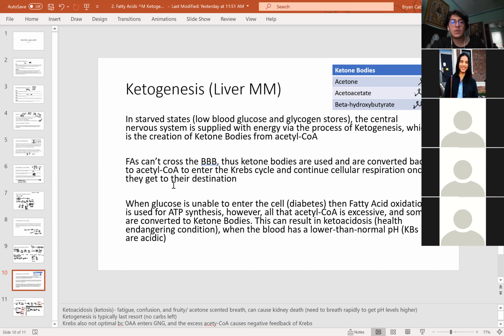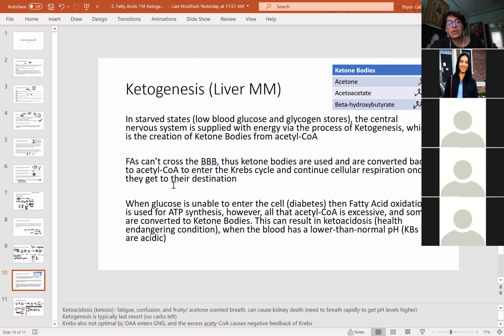So how are you going to be transporting, let's say, these acetyl-CoAs to the brain or the central nervous system, when the brain has something like the blood-brain barrier, which fatty acids can't even cross into, or acetyl-CoAs, right? So what you're going to need is a kind of vehicle to transport these acetyl-CoAs so that they can enter different places, and that's going to be in the form of ketone bodies.